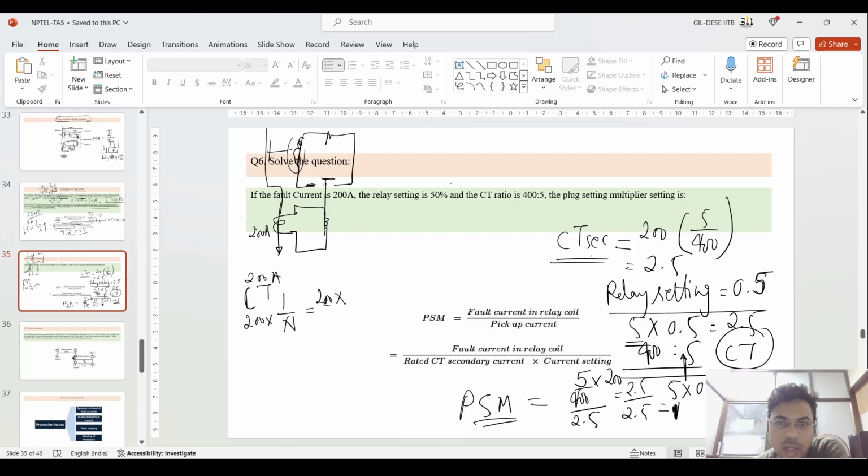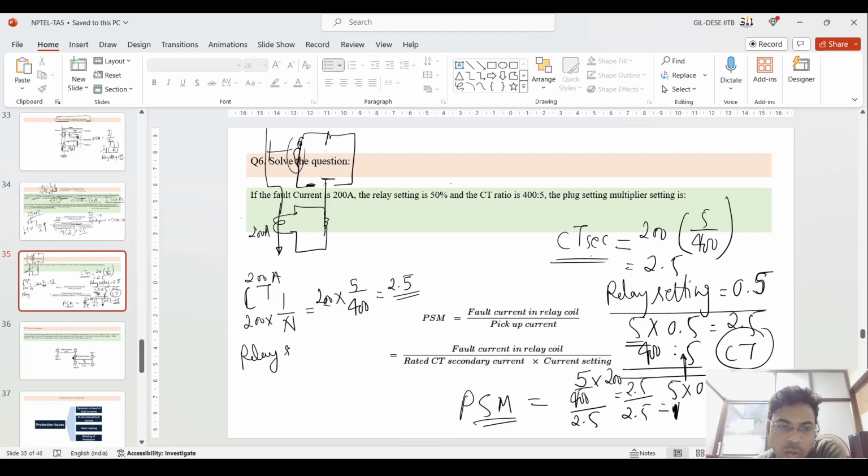So what will the CT do? The CT will do 200 multiplied by 1 by N, that is the turn ratio. In the question it is given as 5 by 400. So in the CT secondary, what current will come? It will be 2.5. So this is the current when the fault came.